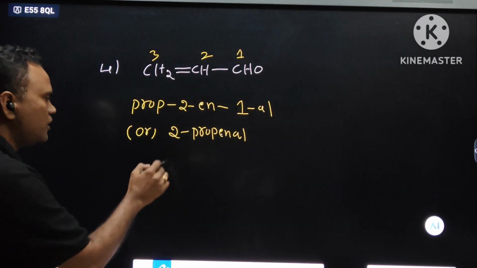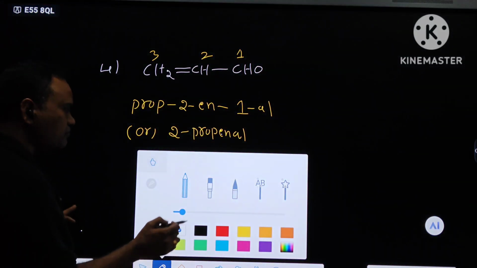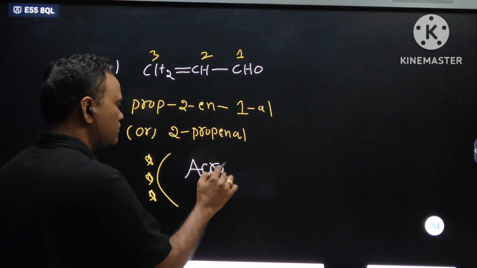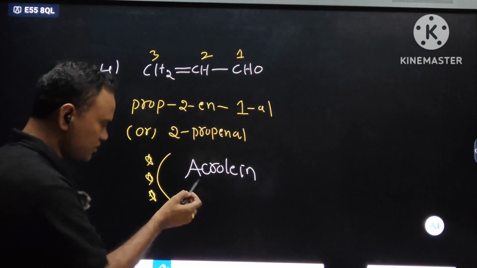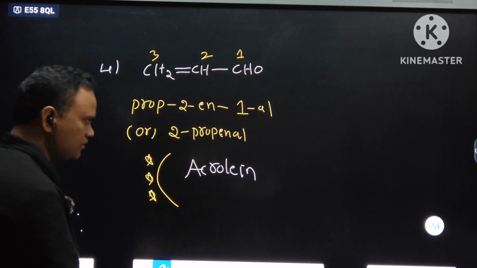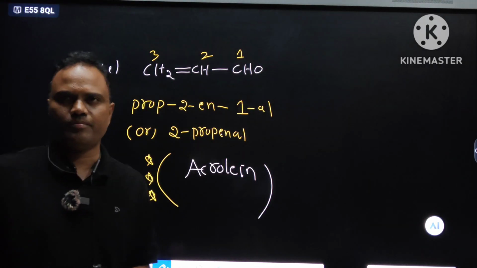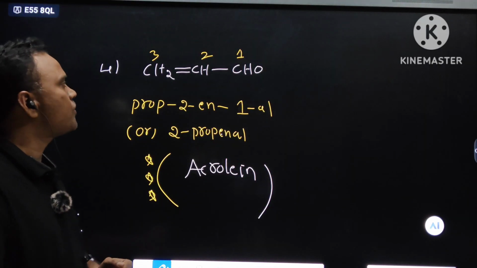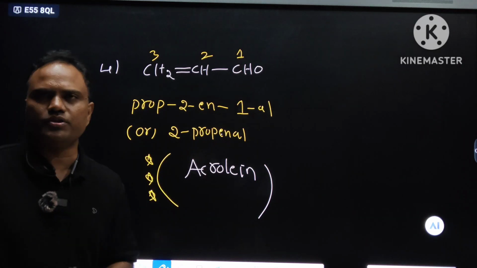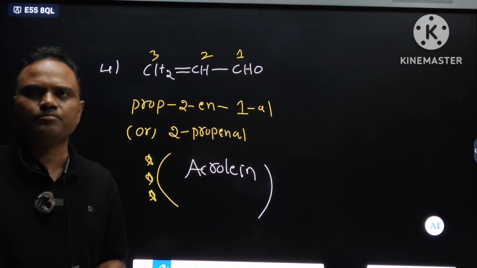2-propenal, right? And its common name, acrolein. AC, this is AC. Acrolein is also called acraldehyde. Acrolein or acraldehyde. So the IUPAC name is already given to you. This is also an important compound. Okay.